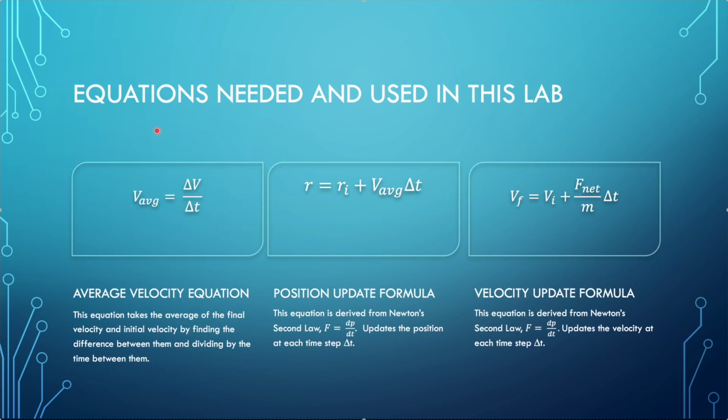Here are the equations we used in this lab. We have V average equals delta x over delta t, which is our average velocity equation. We have our position update formula, which is position final equals position initial plus V average delta t. And our velocity update formula, which is V final equals V initial plus F net over m delta t.